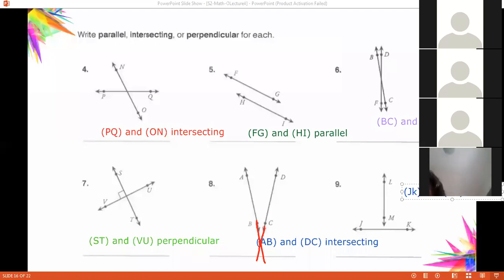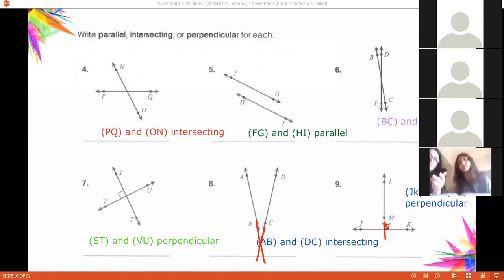Parallel. Miss, how parallel? Pay attention. If you want, you can extend them. No, they are perpendicular. They are perpendicular lines. I will tell you why. If I extend the line LM, extend it here, they will form what in this side? A square corner. Okay, so those are perpendicular lines. Agreed?